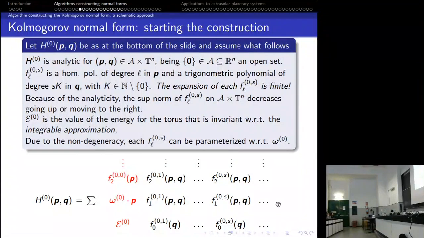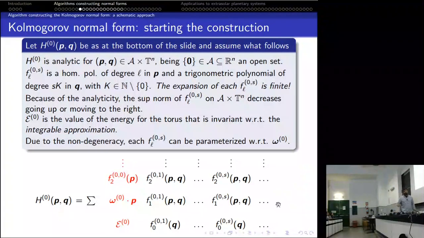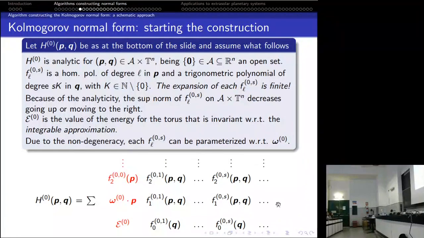Well, it is because of the fact that you assume analyticity. So, since the functions are analytic, then because of the Fourier decay, the terms are decreasing more and more by increasing the order, or say the L1 norm, of the harmonics, or again the total trigonometric degree associated with the harmonics.